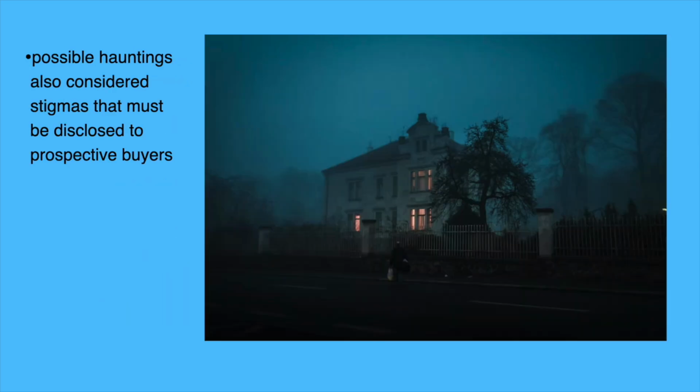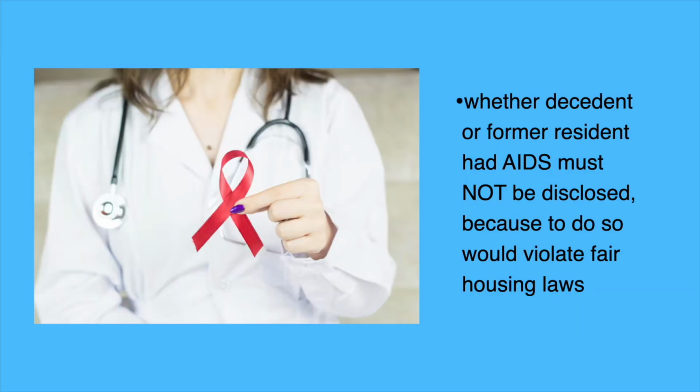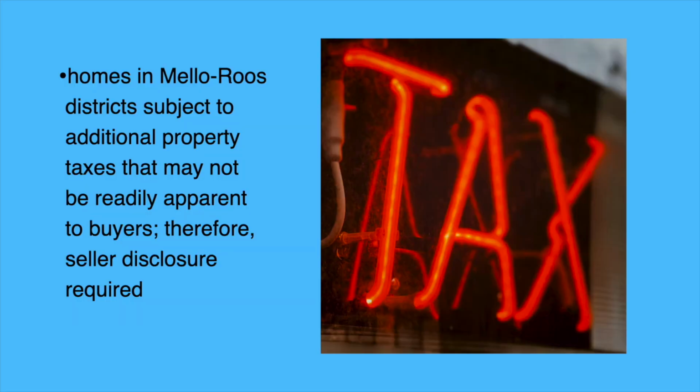Possible hauntings are also considered stigmas that must be disclosed to prospective buyers. If the event didn't occur on the property, it doesn't need to be disclosed. Whether the decedent or a former resident had AIDS must not be disclosed, because to do so would violate fair housing laws. Homes in Mello-Roos districts are subject to additional property taxes that may not be readily apparent to buyers. Therefore, seller disclosure is required.